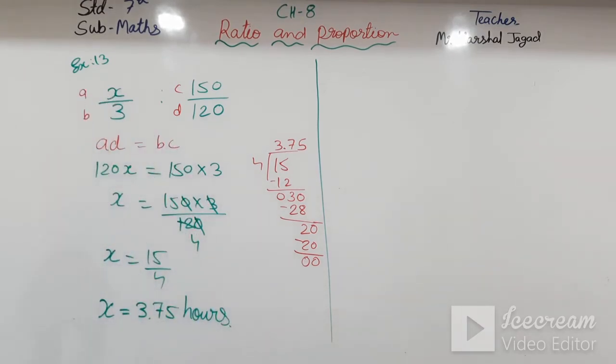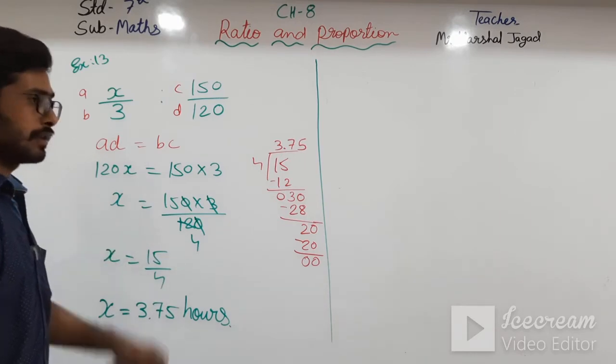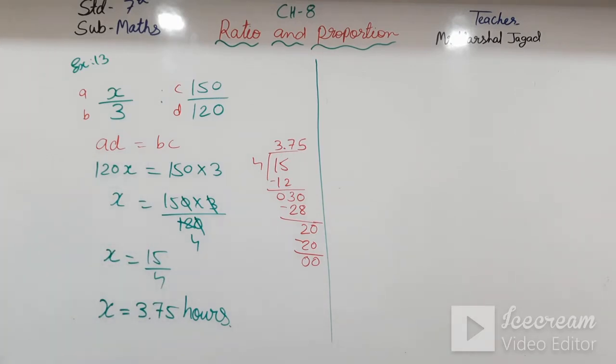Okay, it will take 3.75 hours to travel 150 km. How much time? 3.75 hours. Please note down this students.